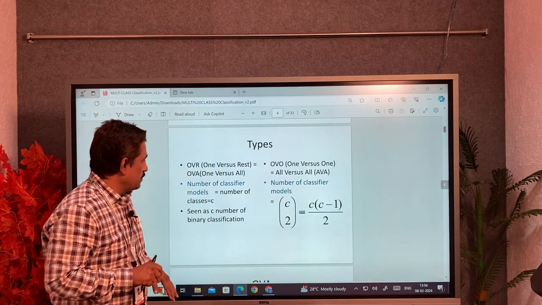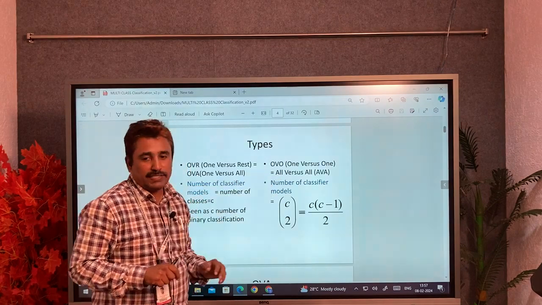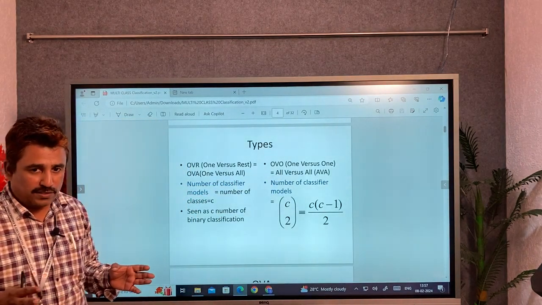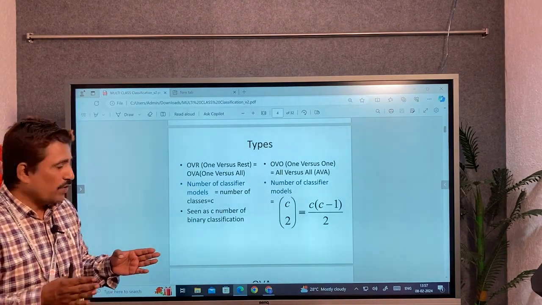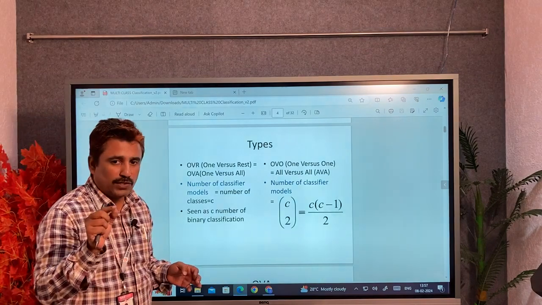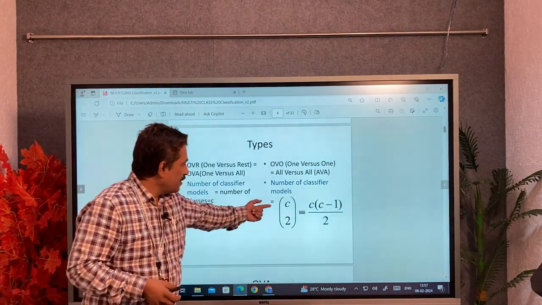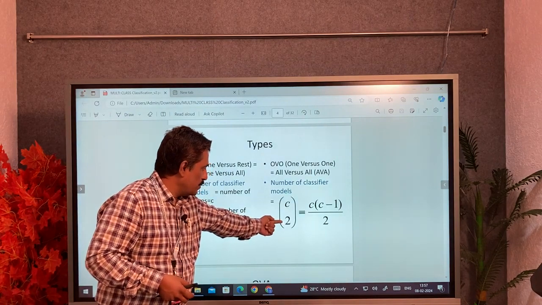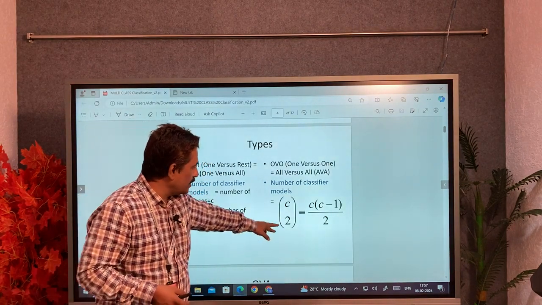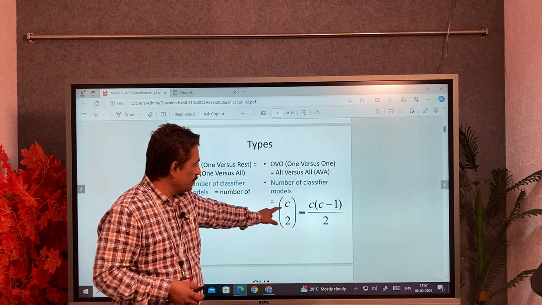Okay. So, when it comes to one versus one, if there are 3 classes, it is like one versus one. That means we have to take only 2 at a time. Suppose there are C number of classes, then we have to select only 2 among them. Suppose we have 3 types of fruits. At a time we can select only 2 fruit classes. So, how many will we get? 3C2.